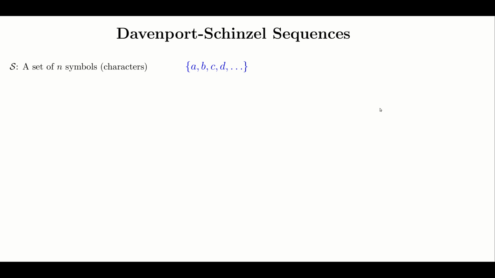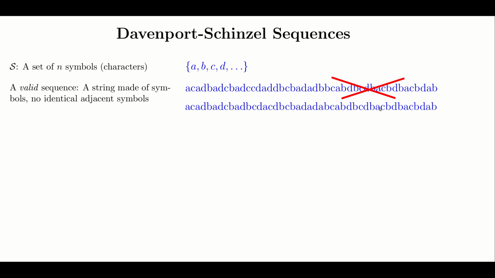In this video, we'll introduce Davenport-Schinzel sequences. Consider a set S of n symbols. We'll look at strings created by these symbols. A string is a sequence where we repeatedly put these symbols one after another. We say a string or a sequence is valid if there are no immediately repeating characters one after another.